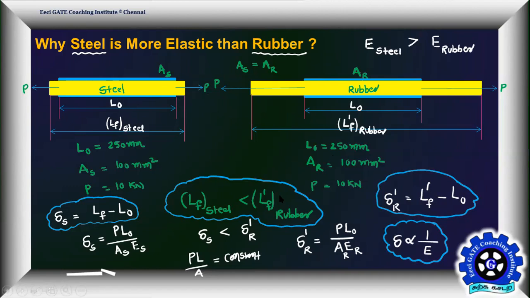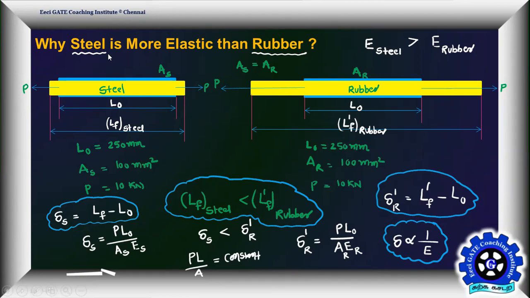That thing I have written: L final steel less than L final rubber. Elastic deformation in the sense L final minus L naught, correct? So higher the elongation, higher will be the elastic deformation, correct? Change in length will be higher. Why? Because both are having same original length. Higher the elastic deformation, lesser will be the Young's modulus. In this case, steel is having lesser elastic deformation. That is why it is having more Young's modulus. So higher the Young's modulus, higher will be the elasticity.